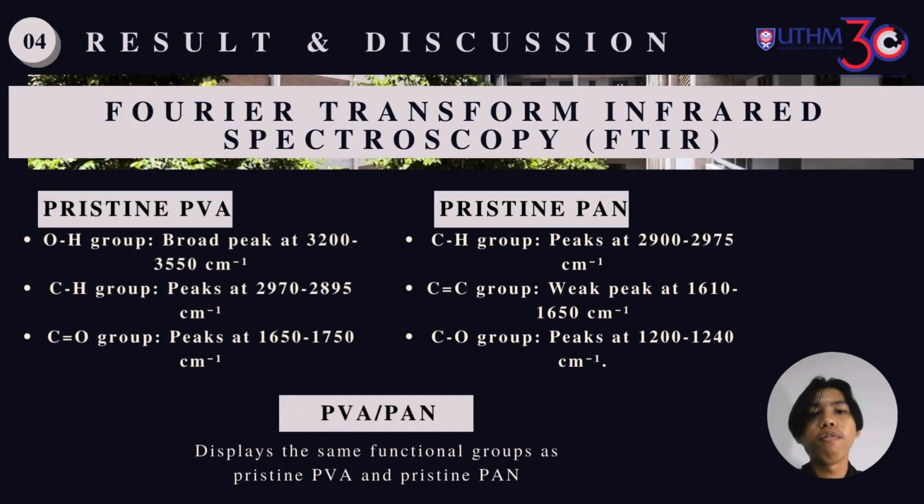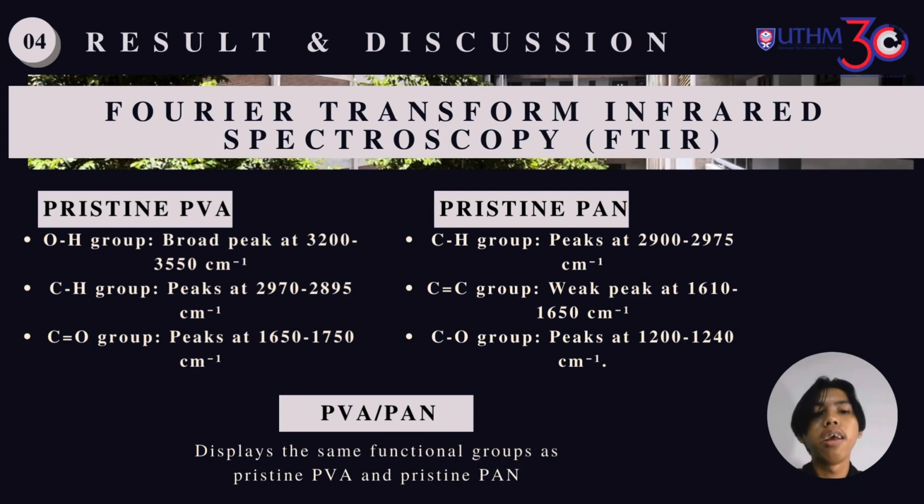For the FTIR, or Fourier transform infrared spectroscopy, it was used to identify the functional groups in the chemical structure of pristine PVA, pristine PAN, and PVA PAN membrane. As you can see in the slide, these are the results of the FTIR. For the pristine PVA, it has an OH group, alcohol group, at the peak at 3,200 to 3,550 cm. It also has a CH group, and it also has a C-O group.